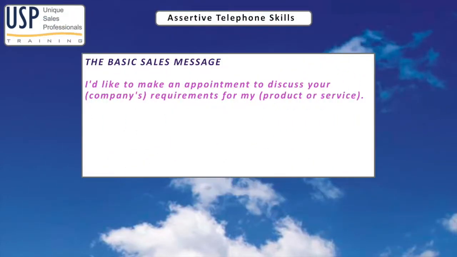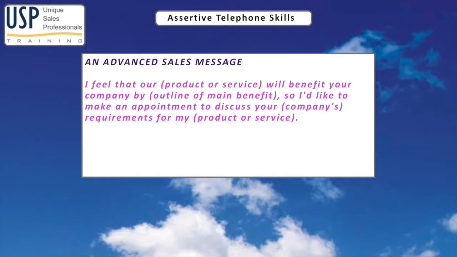A basic sales message could be this: I'd like to make an appointment to discuss your company's requirements for my product or service. It's simple and it can be very effective. A more advanced sales message could be something like this: I feel that our product or service will benefit your company by, outline of the main benefits. So I'd like to make an appointment to discuss your company's requirements for my product or service. It could be any other, such as, would you like to make an appointment for a rep to visit? Whilst this gets results, I'd like you to consider the following.